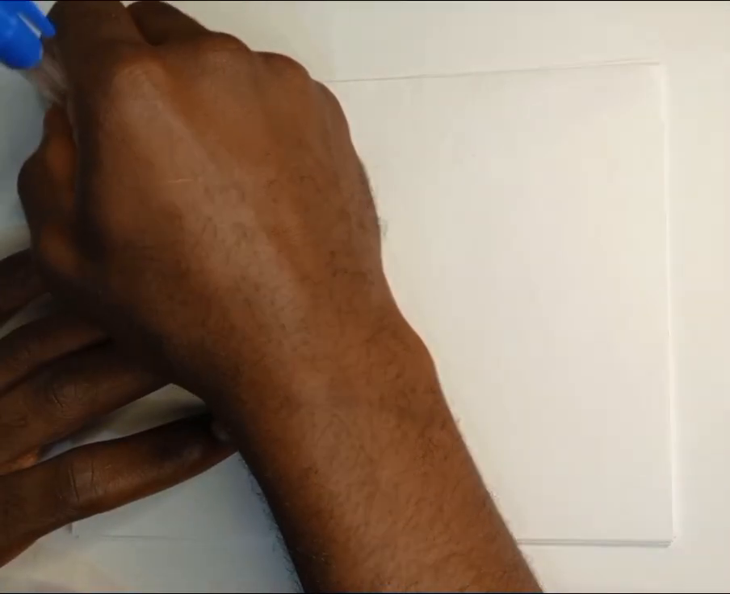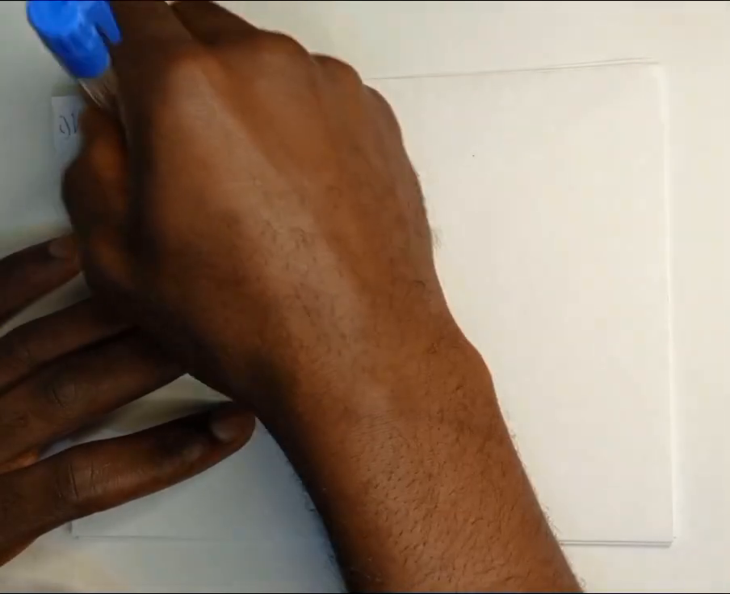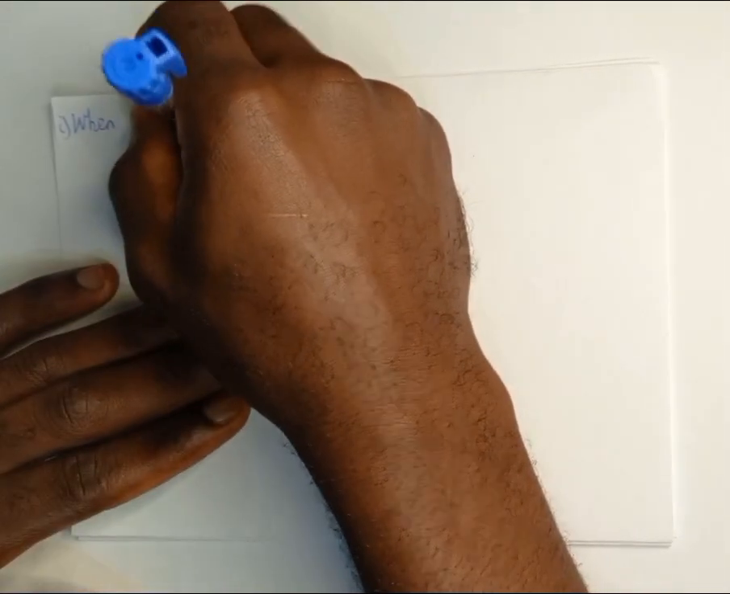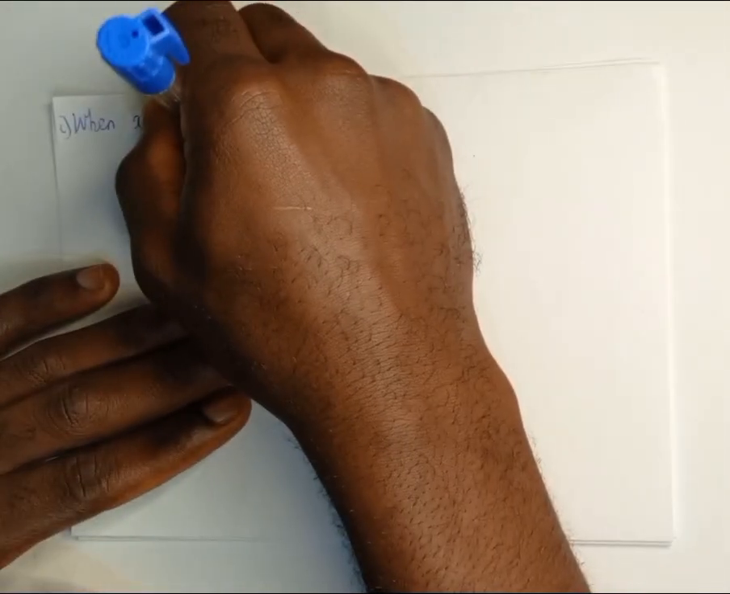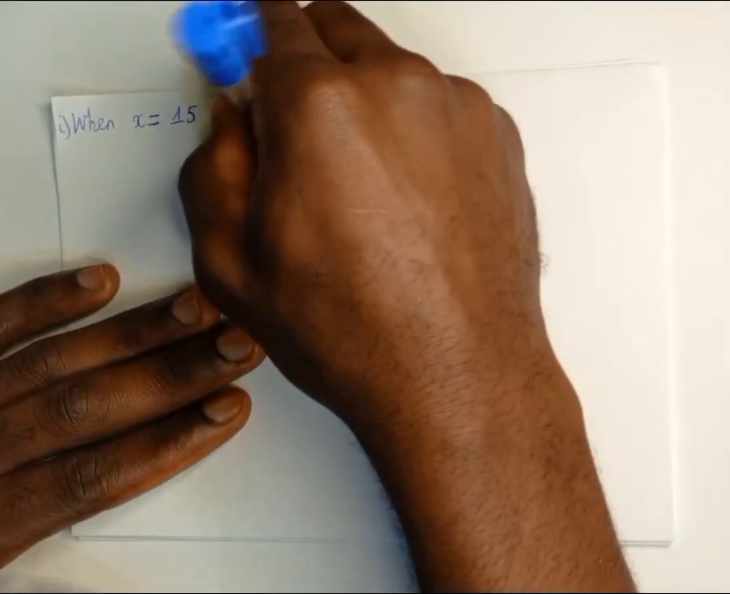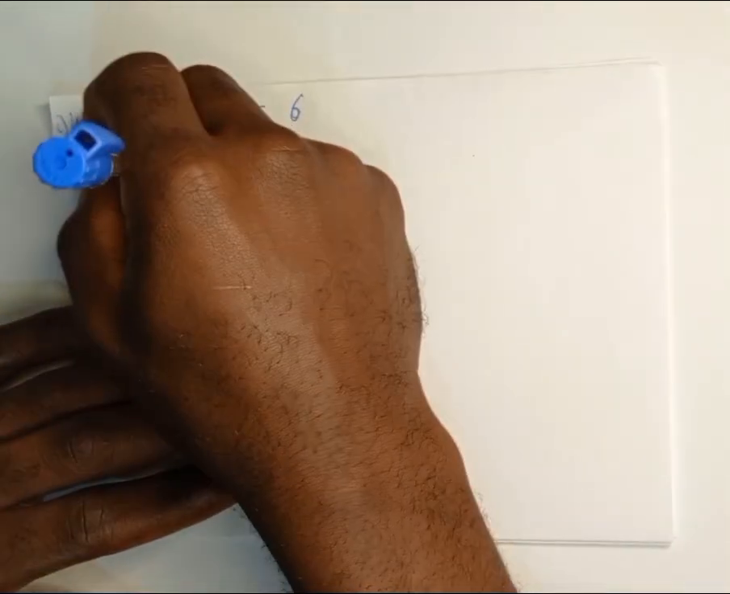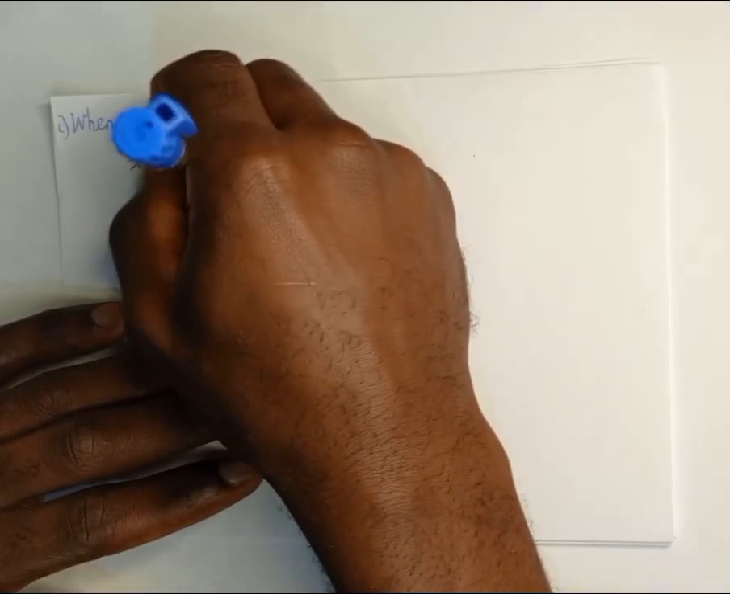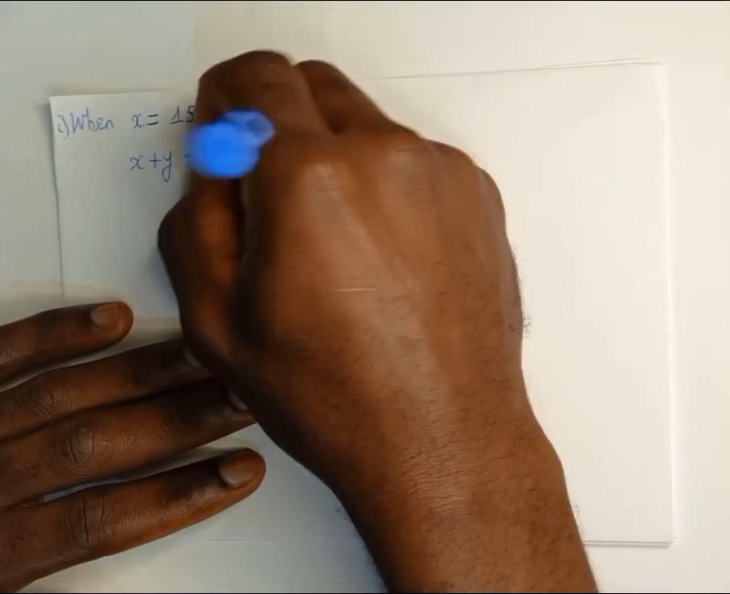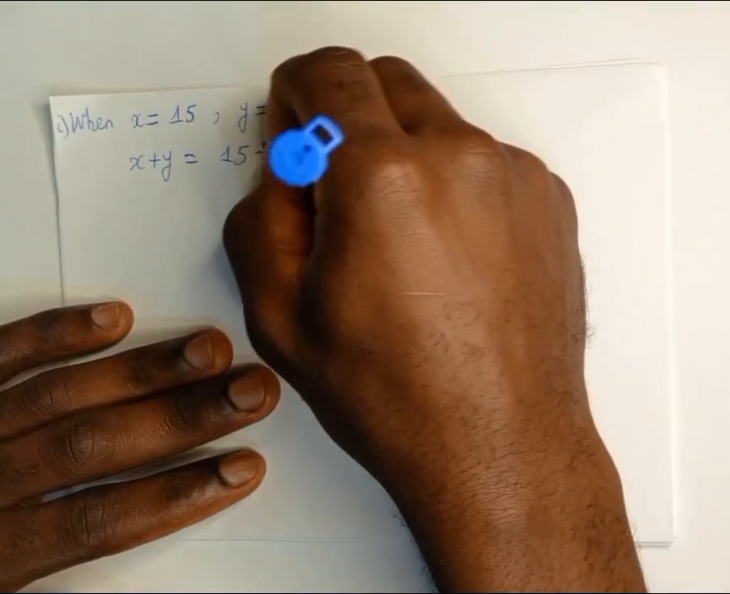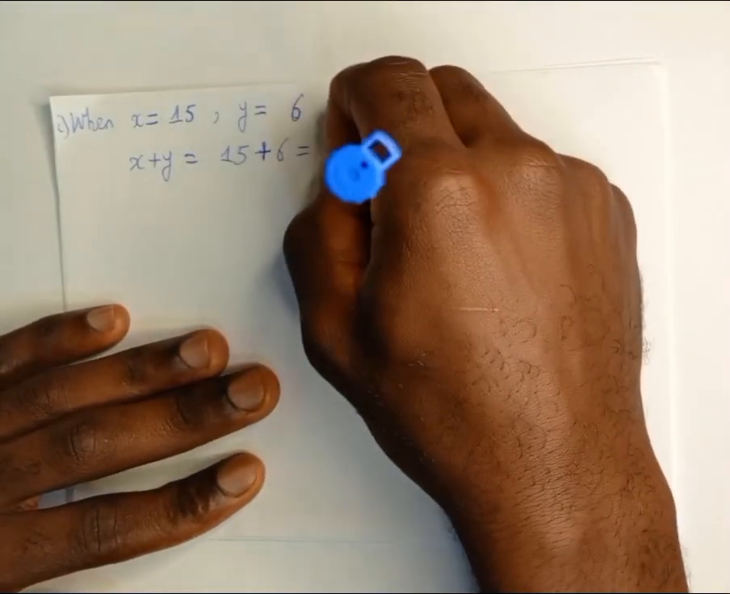We have the various cases. First one, when x is equal to 15, y is equal to 6. So in this case, x plus y will be equal to 15 plus 6. 15 plus 6 gives us 21.